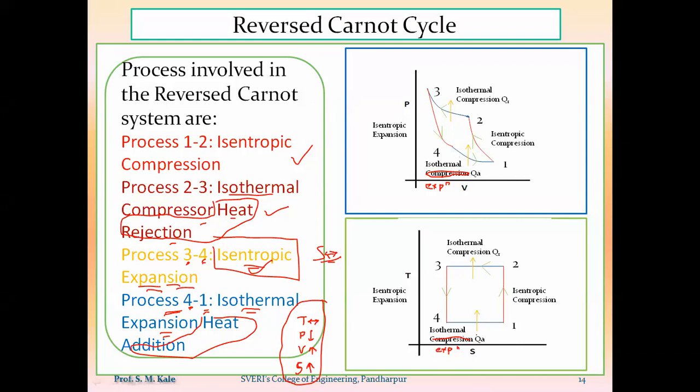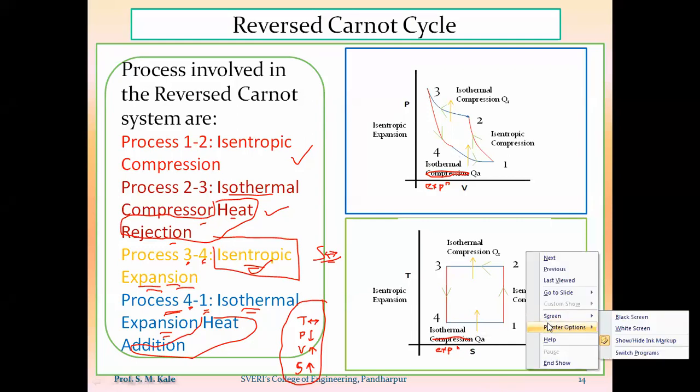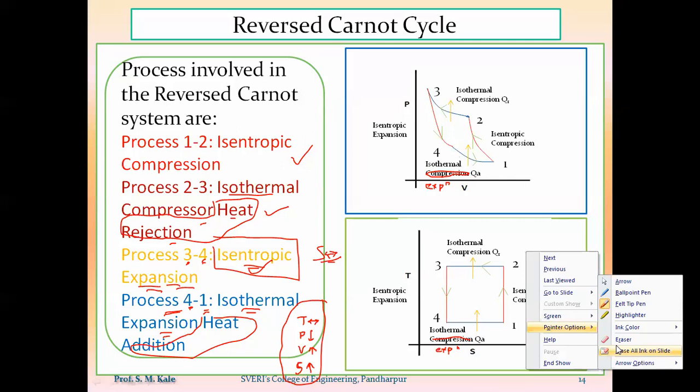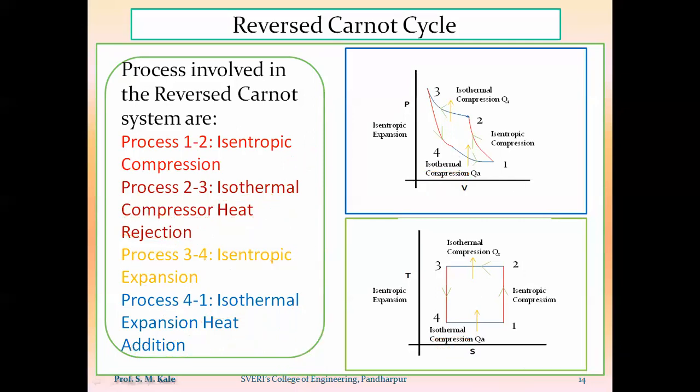So this is nothing but the PV as well as TS diagram for the reverse Carnot cycle. Now, for what purpose are we drawing the PV as well as TS diagram for any system? To analyze that system. Here in this case, we need to find out the value of COP of that reverse Carnot cycle.